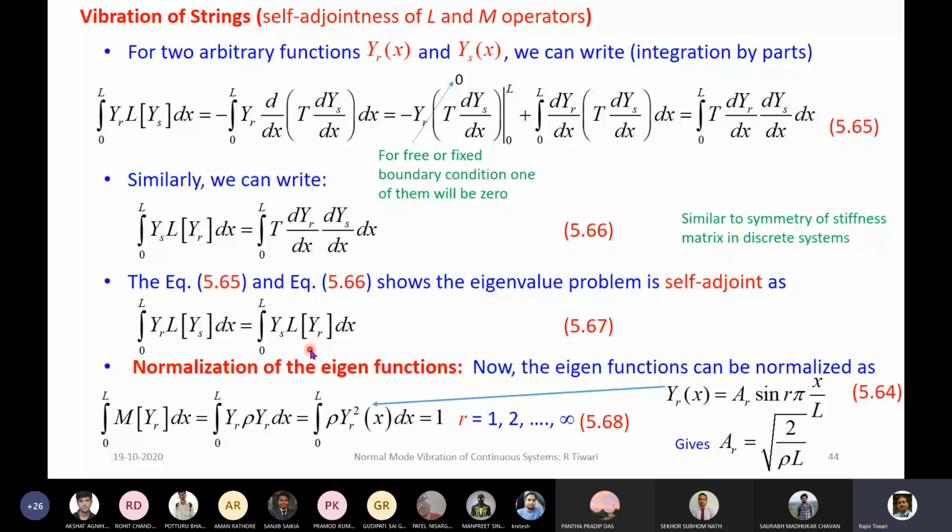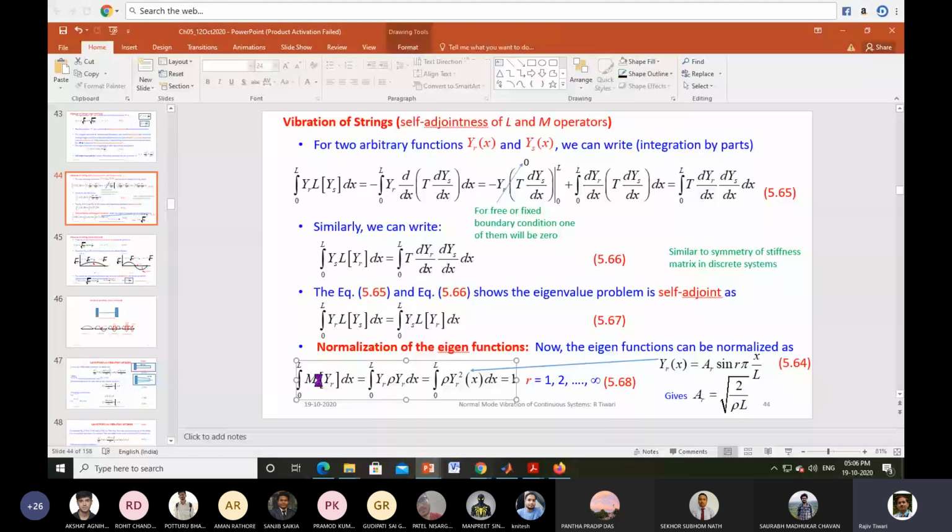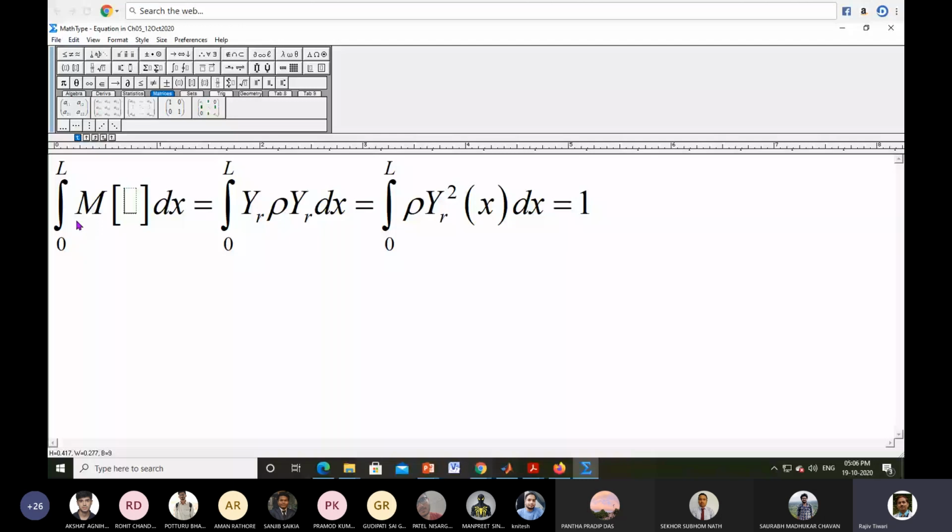Normalization of the eigenfunction, as I mentioned on the previous slide, we generally do with respect to the mass. So here we apply the mass operator to the eigenfunction, because in this particular case the M operator is just the mass per unit length, rho. And I think I should have yr outside here, similar to this, yr similar to this.